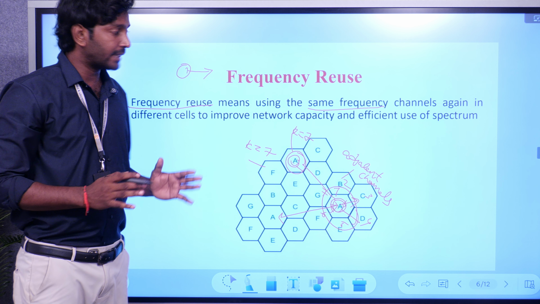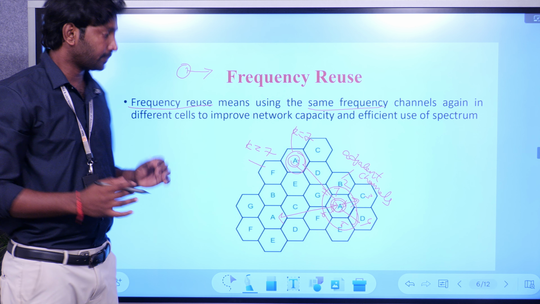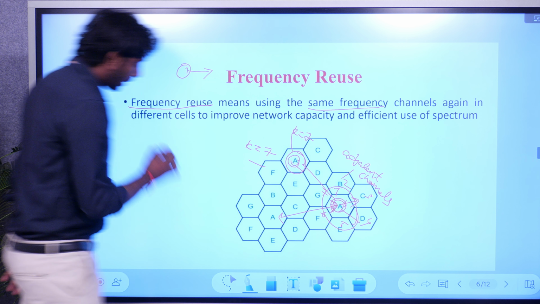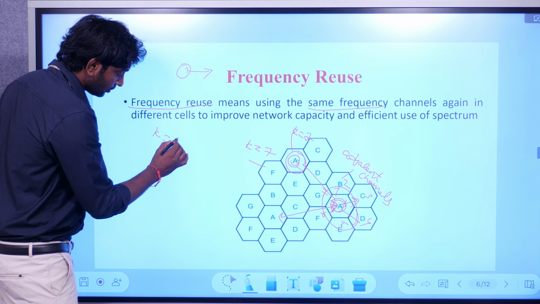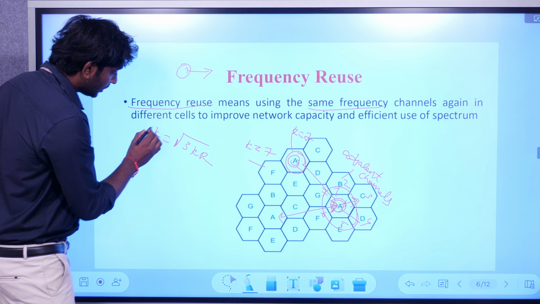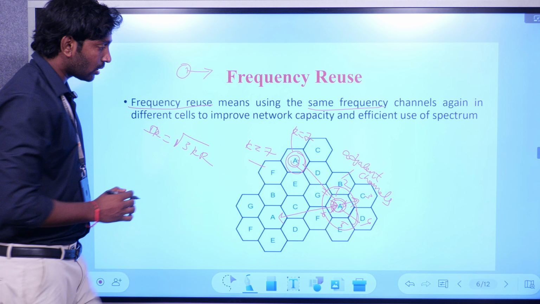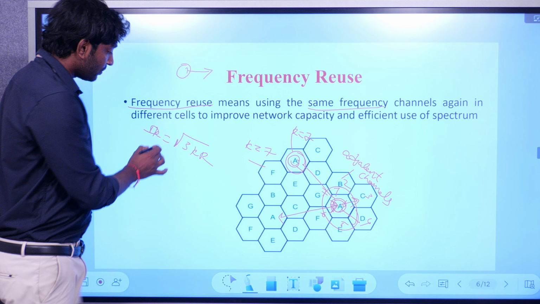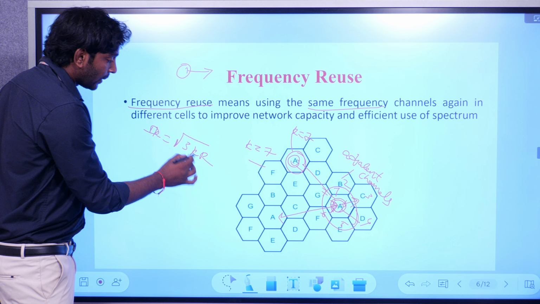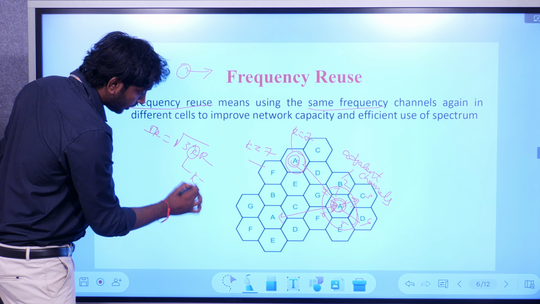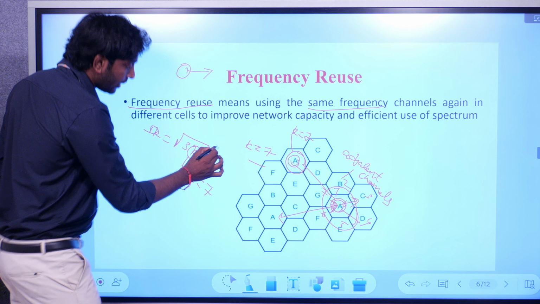Co-channels use the same frequency simultaneously. And the distance between co-channels is found by d equal to square root of 3kr. This A and this A distance is found by square root of 3 k into r, where k equals the cluster size. We are using the k equal to 7 cell pattern, and r is the cell radius.